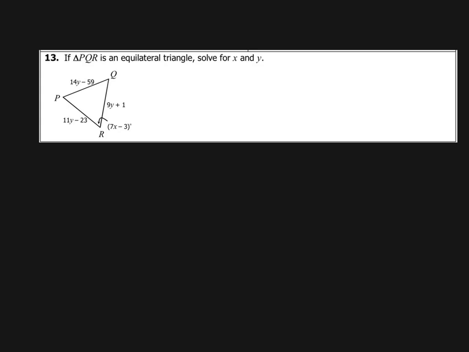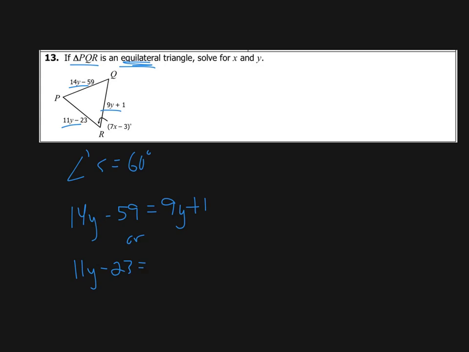Here they tell us that triangle PQR is equilateral, which means all sides are congruent and all angles are congruent. And all the angles in an equiangular triangle, remember, are equal to 60 degrees. So what do we have here? It looks like we have some y stuff that all correspond to sides. So what do we know? It's equilateral, so any 2 can be said equal to each other. So for instance, 4y minus 59 is equal to 9y plus 1. Or 11y minus 23 is equal to 14y minus 59.